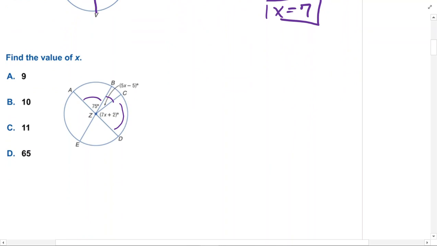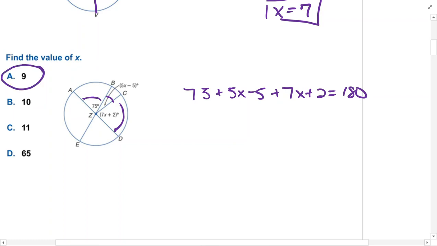Looking at the next problem, if I sum these three angles, again it's a half circle. So 75 plus 5x minus 5 plus 7x plus 2 equals 180. Solving that for x, I have x equals 9.